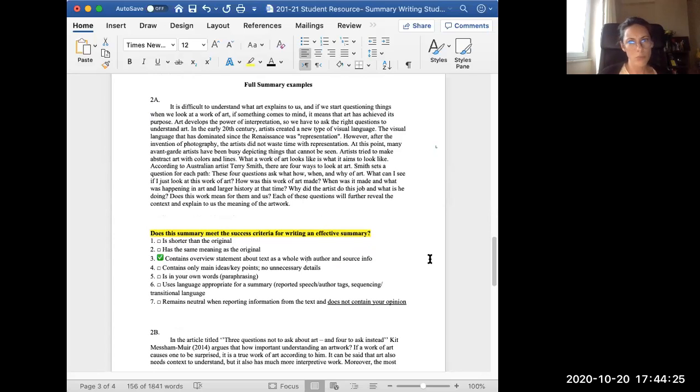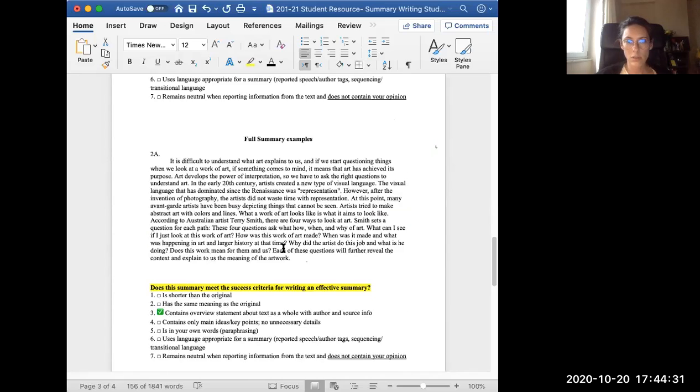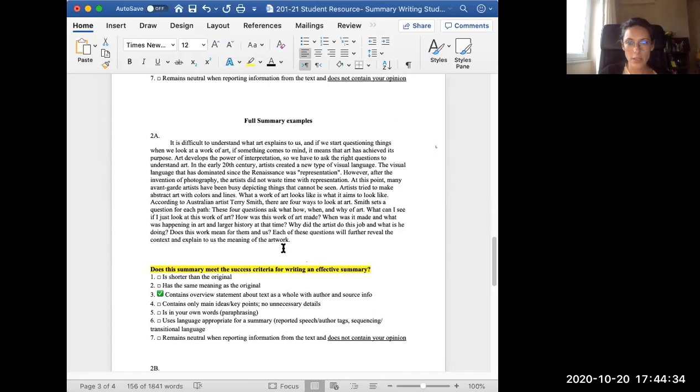I guess this was breakout room 4, I believe. Are you with us? Example 2A, who examined and graded 2A? Okay. Yes, Hudanur, you are right. So we are missing the author and source information.